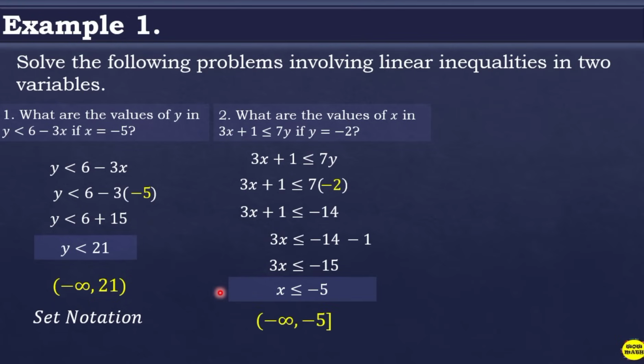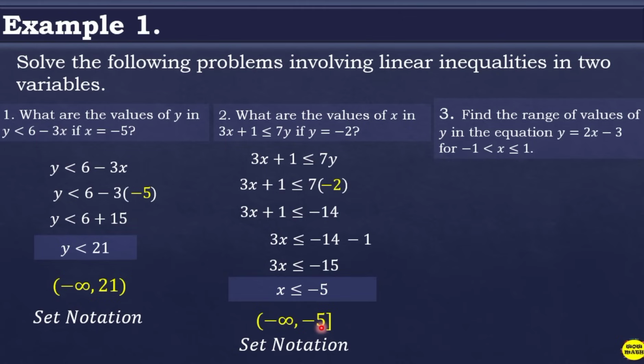Okay, so paano mo siya ilalagay? So, from negative infinity up to negative 5. So, as you can see, since may equal tayo dito, ibig sabihin kasama yung negative 5 natin. That's why I use brackets. Okay? So, yun po ang gagawin. So, kapag hindi siya kasama, you're gonna use a parenthesis. If the answer is included or part of the solution, you're gonna use bracket. Okay? So, therefore, our set notation is from negative infinity up to negative 5. So, kasama yung negative 5.